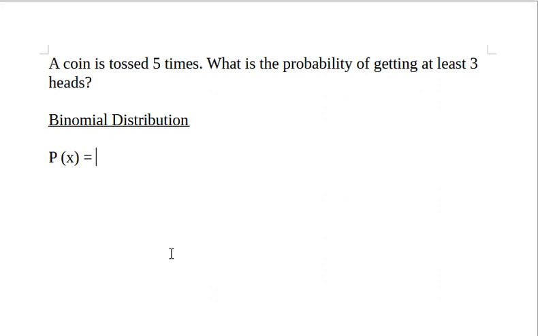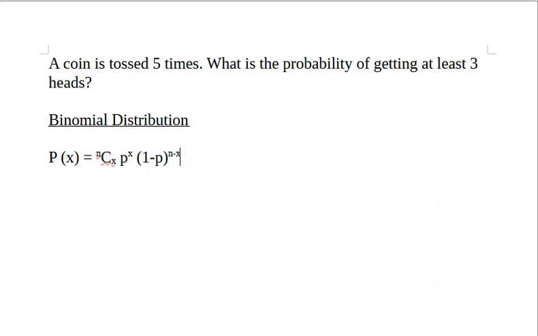Probability of x is nCx, then p to the power x, and then 1 minus p to the power n minus x. Now let me make it accordingly with subscript and superscript. This will be subscript, this will be superscript, this will be again subscript, and this will also be subscript.